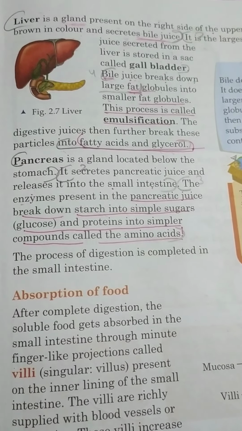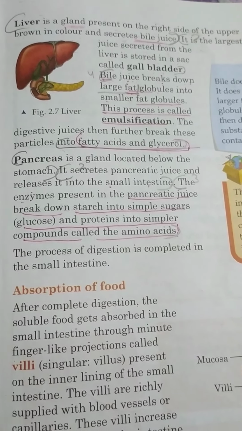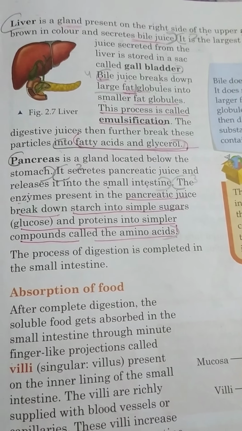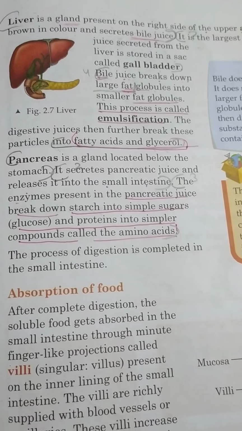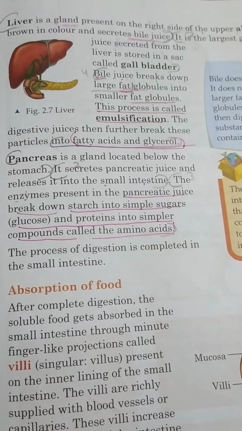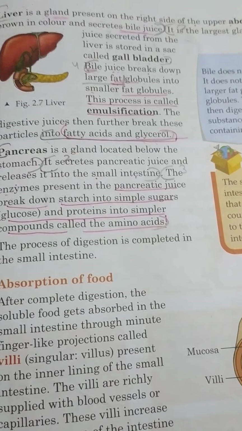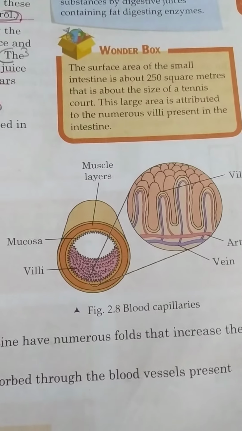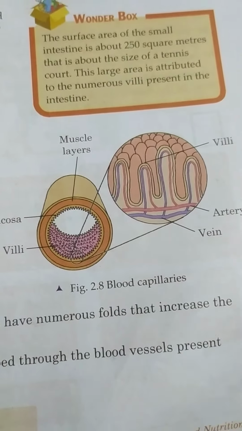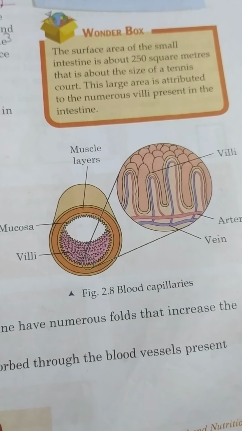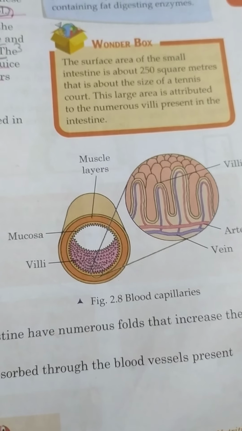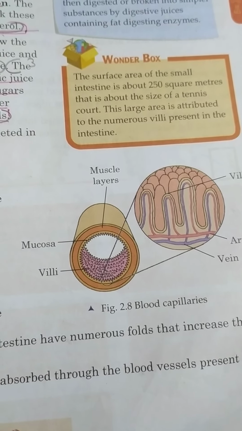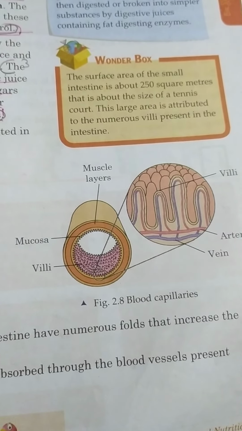In the small intestine, the main function is absorption and assimilation. Whatever we are eating, we use it in the small intestine only, in the form of absorption. Now you can see in the diagram, in the inner lining of the small intestine, there are small projections called villi that help to increase the surface area. The more the area, the more food can be absorbed.